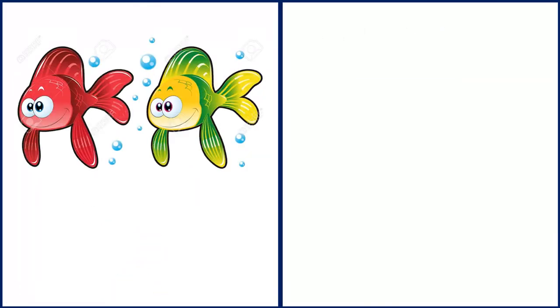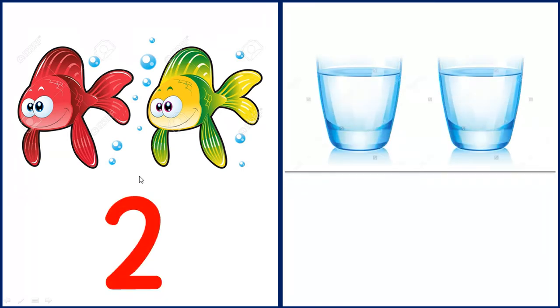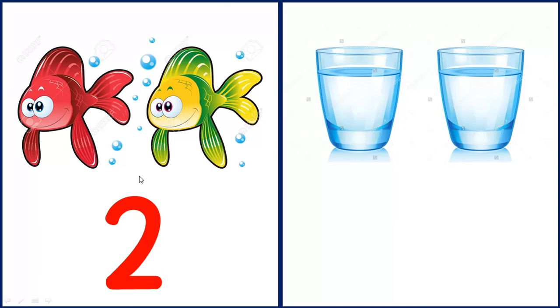Oh, what beautiful fish. Yes, count and say how many fish there are. Yes, you are right. Two fish. They are glasses of water. How many glasses of water? You can see two glasses of water. Yes, you are right. Two glasses of water.